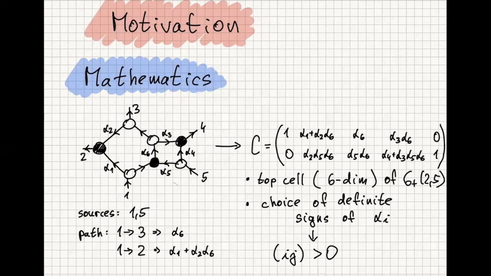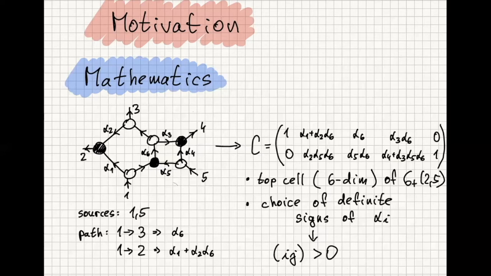Then on the external legs, you have certain arrows incoming. These are sources. Here, the legs 1 and 5 are sources. And we will go to sinks, which are the external legs with outgoing arrows. We look at the paths, and we read off each path as a product of all the edge variables along that path, and we sum over all paths which are possible.